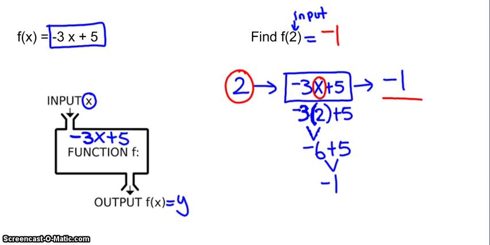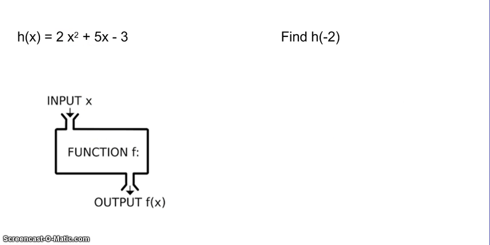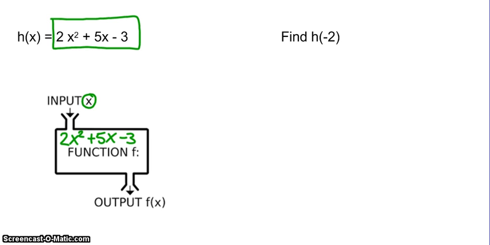Okay, let's do one more example. And we'll make the last one a little bit more complicated. So we have this big function machine here with 3 steps to do inside. So whatever x is, I'm going to say 2 times x squared plus 5x minus 3. And whatever I get after doing all the steps will become my f of x or my y for this function.